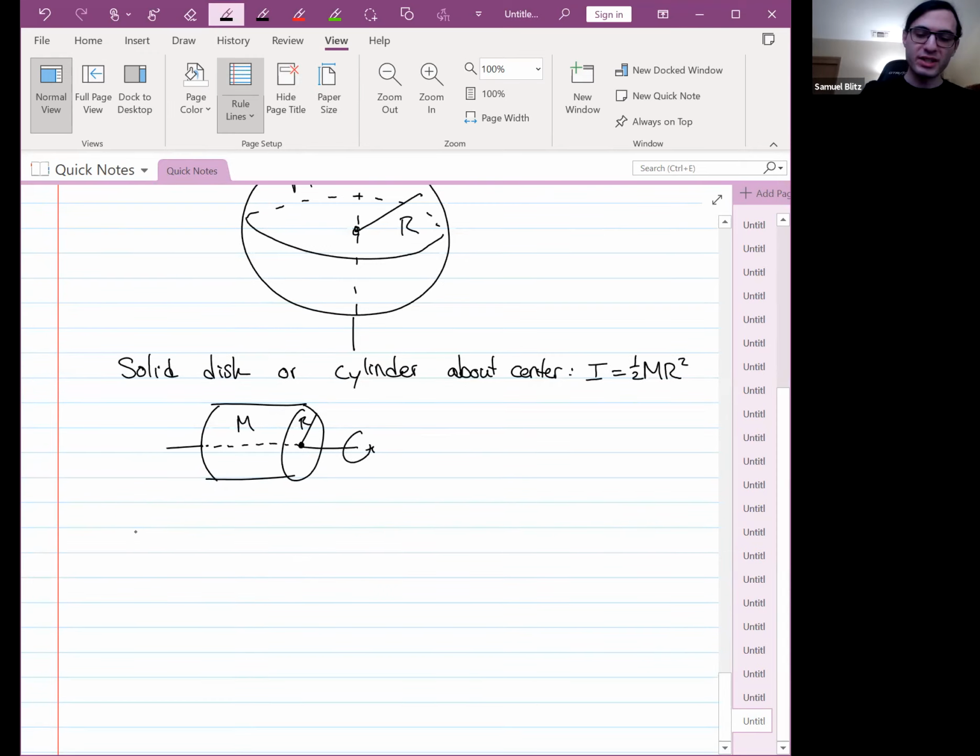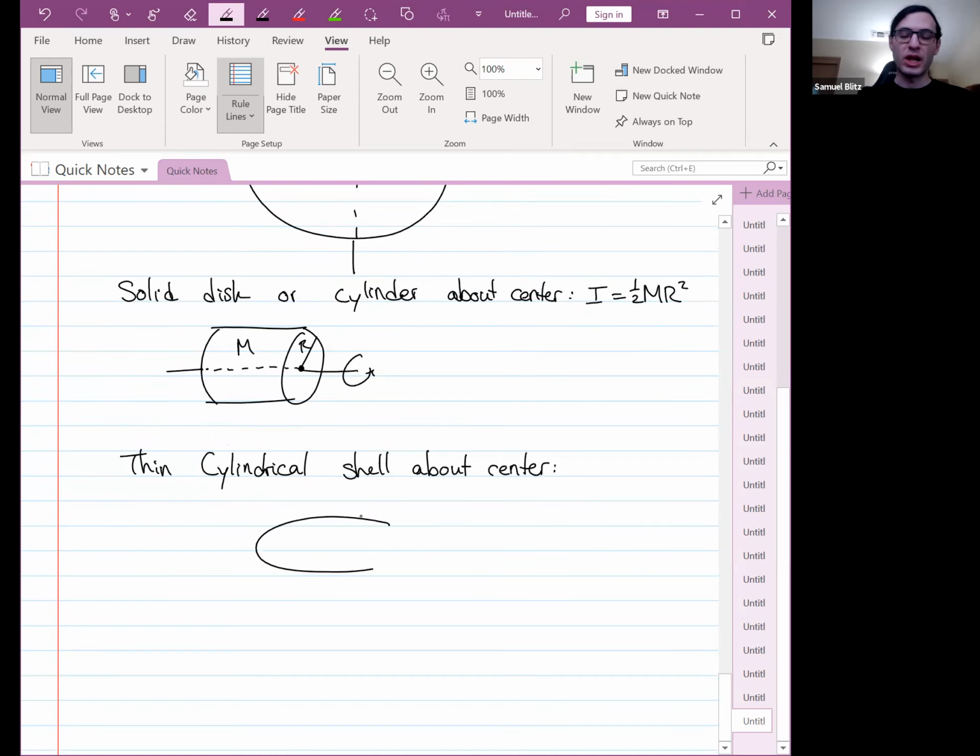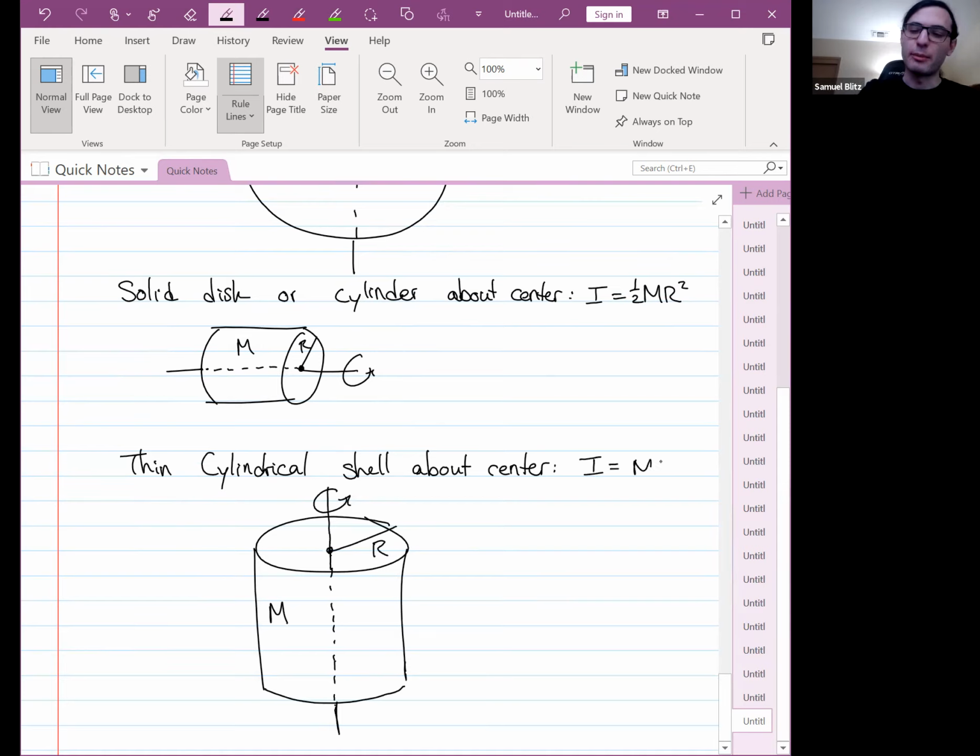And then for a thin cylindrical shell about the center, by the way, the reason I'm giving you all of these in particular is because I will either reference them in lecture, or use them, or you will need them for the homework. You might even need other ones for the homework, but these I will certainly use in lecture. So about this axis, this is a hollow shell with radius r and mass m, and the moment of inertia here is just mr squared.